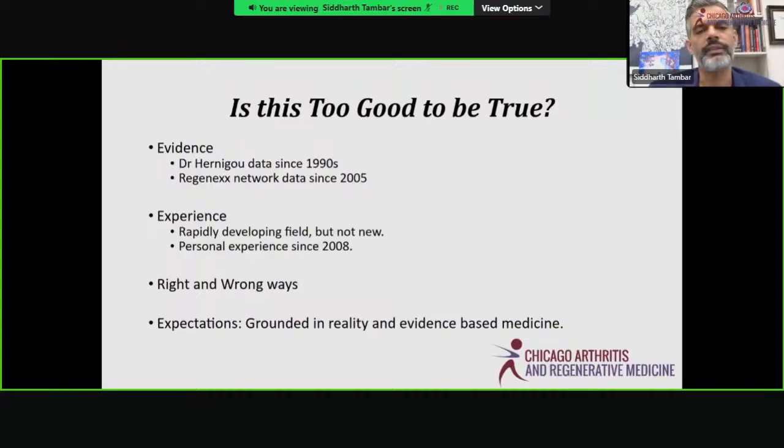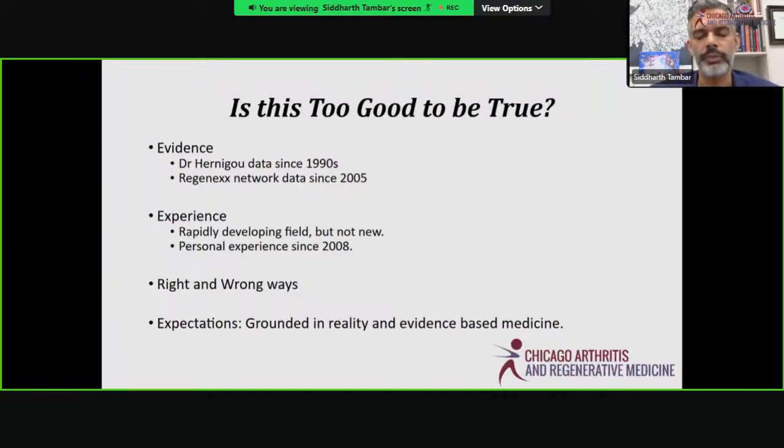Regenetics Network has data since 2005, so there's lots of data here now. And the expectations have been very high about what sort of data is legitimate. There's a lot of junk science out there that is not really appropriately studying things. But in general, for the good quality studies, the data looks very good. Look, in terms of experience, I have personal experience since 2008 in this field. The field is rapidly developing, but it's not new. I have orthopedic surgery colleagues who, let's say 10 years ago, were saying they didn't think these treatments worked at all. And now they're saying they're not sure, but it's worthwhile trying. But they're still not even sure what the evidence is. And when you look at the evidence, it's pretty darn good for a lot of different things in the field of musculoskeletal medicine. There are definitely right ways and wrong ways to do this. Your doctor should be an expert in all this.